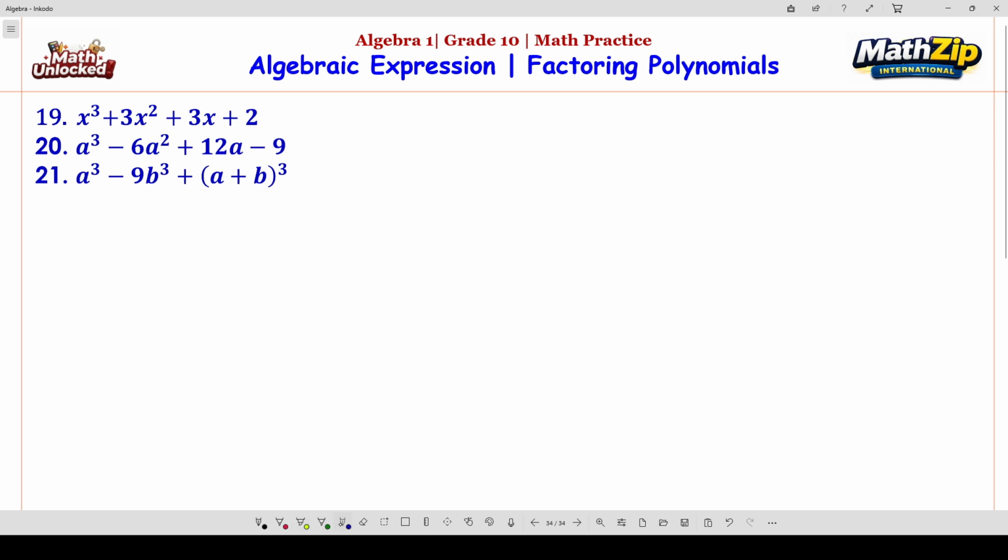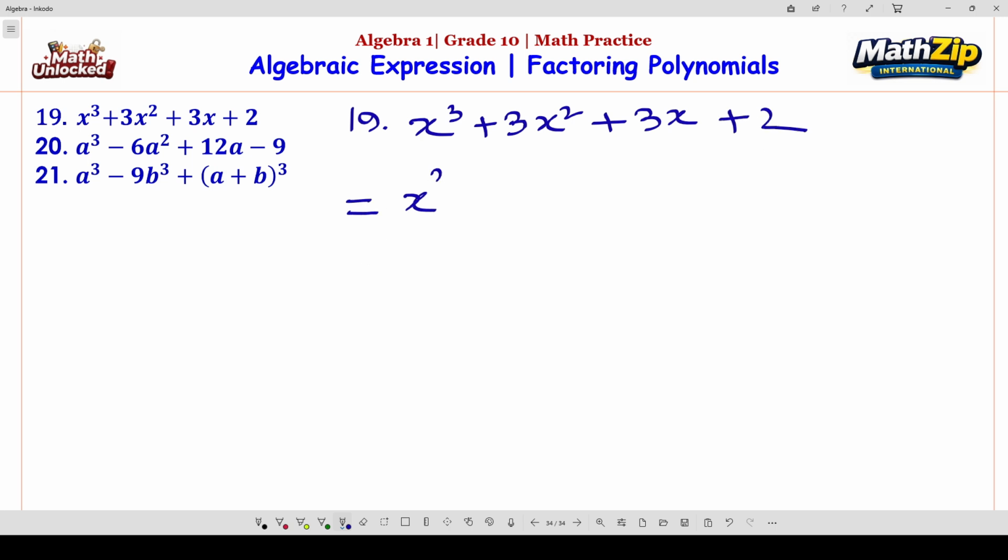Question 19. x cube plus 3x square plus 3x plus 2. This one we can write as x cube plus 2x square plus x square. 2x square plus x square will be 3x square, right? Same thing here, we can write 2x plus x plus 2.